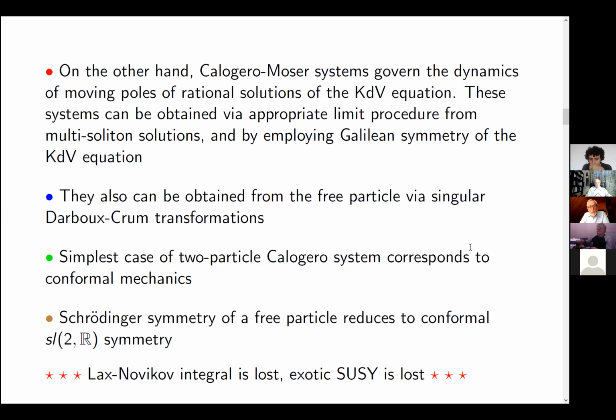Schrödinger symmetry of a free particle reduces, in the case of collinear systems, to SL(2,R) symmetry. And as a result, the Lax-Novikov integral is lost in this case. That is, formally, this corresponding operator commutes with the Hamiltonian operator, but the Lax-Novikov operator, a formal integral acting on physical states of the system which satisfy the corresponding boundary conditions, transforms those states into states of the same energy, but which are non-physical states which do not satisfy the necessary boundary conditions. So as a consequence, exotic supersymmetry is also lost.